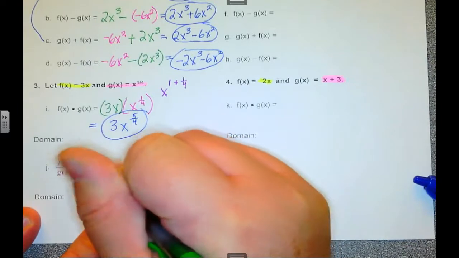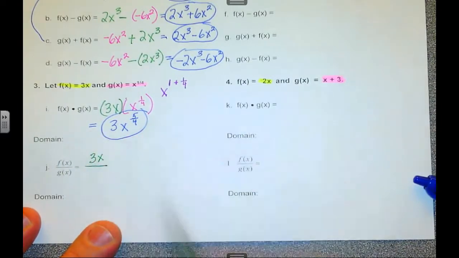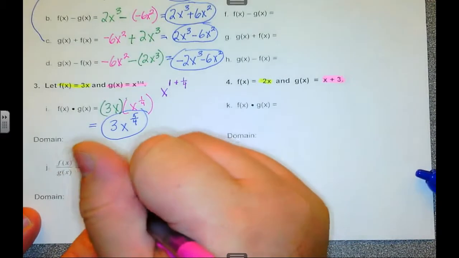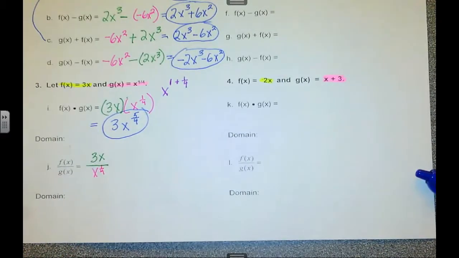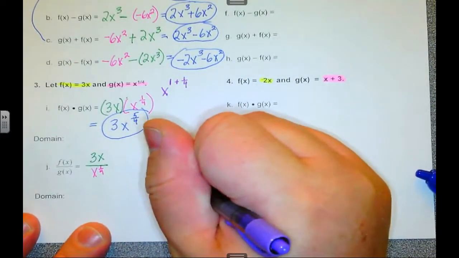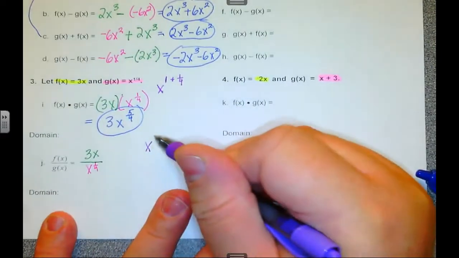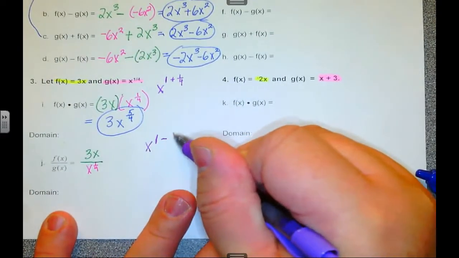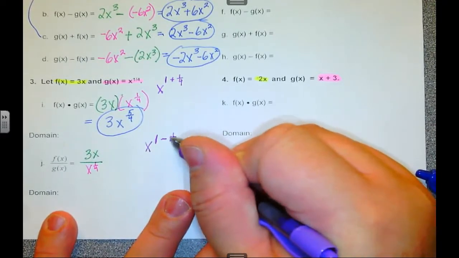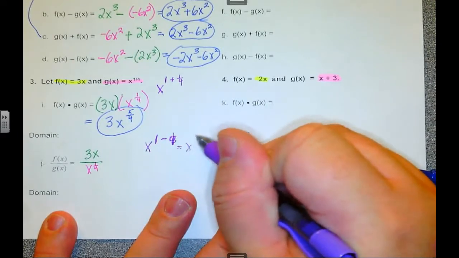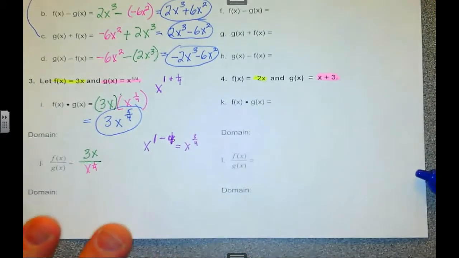Okay, the f of x is 3x over x to the 1/4. When I have division between variables with exponents, what do I do with the exponents? That's right, subtract. 1 minus 1/4 gives me x to the 3/4. Right?